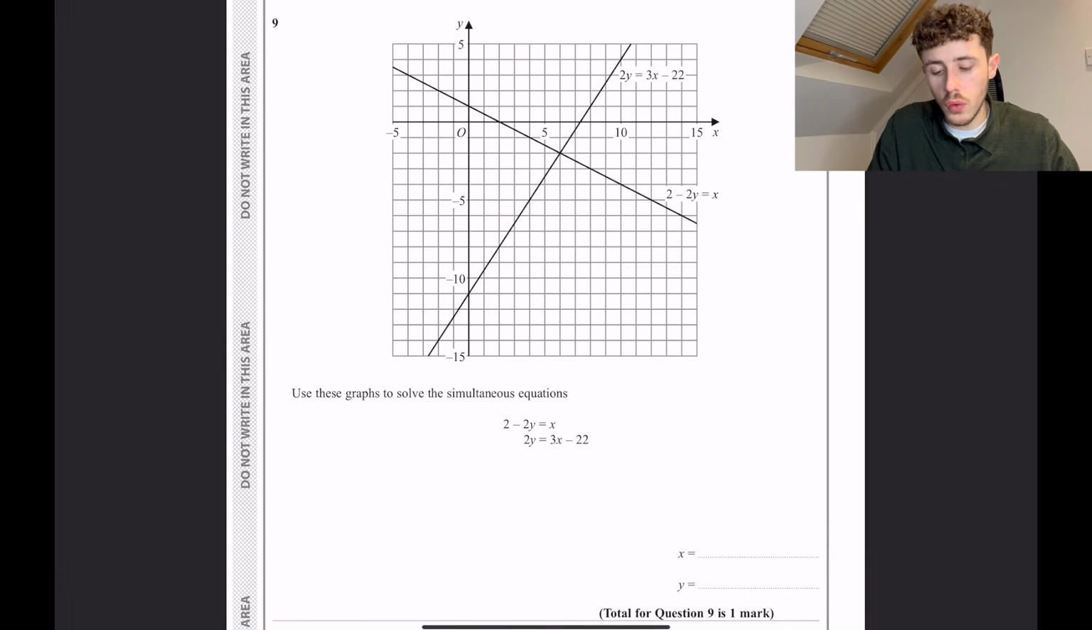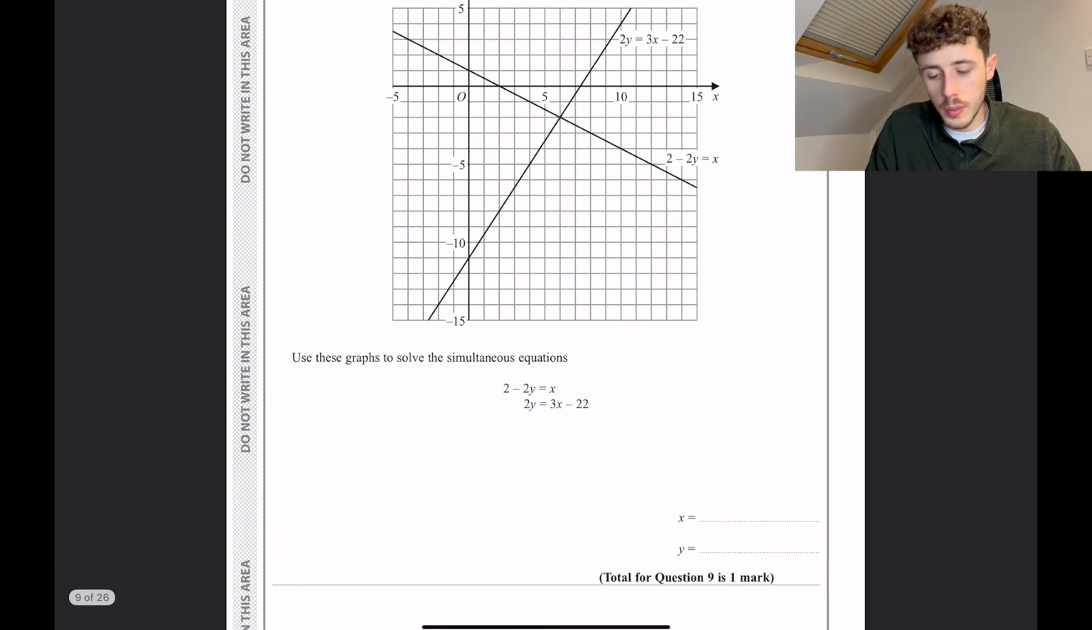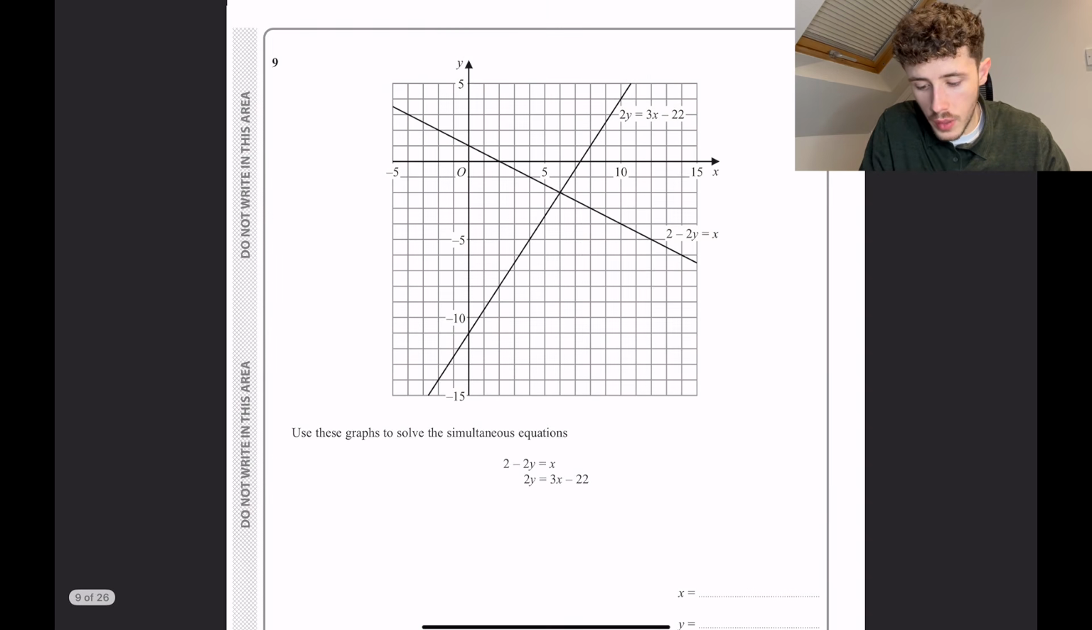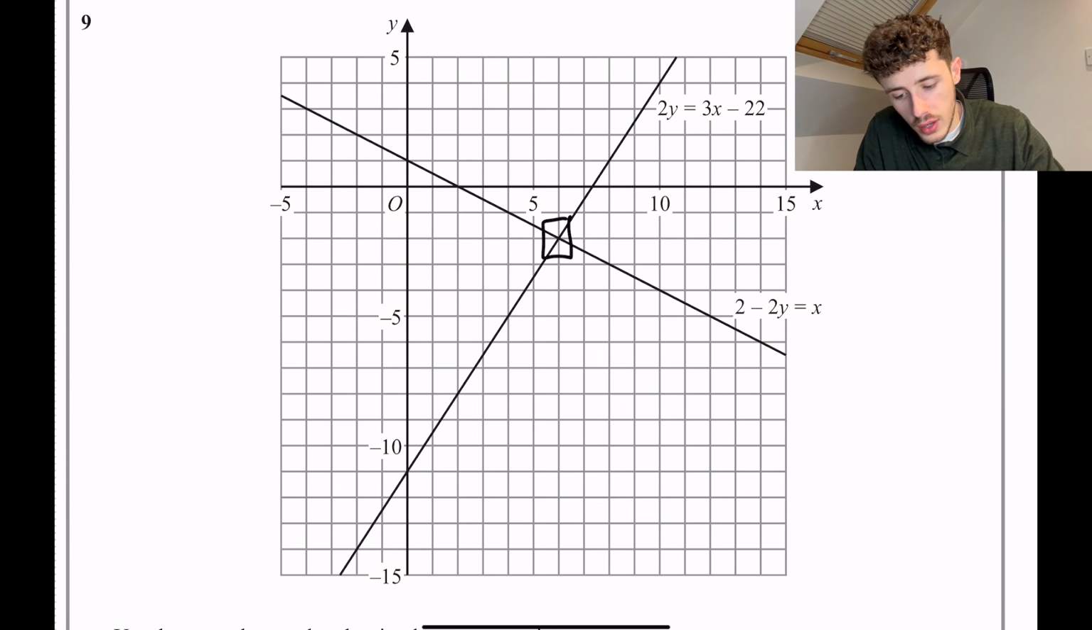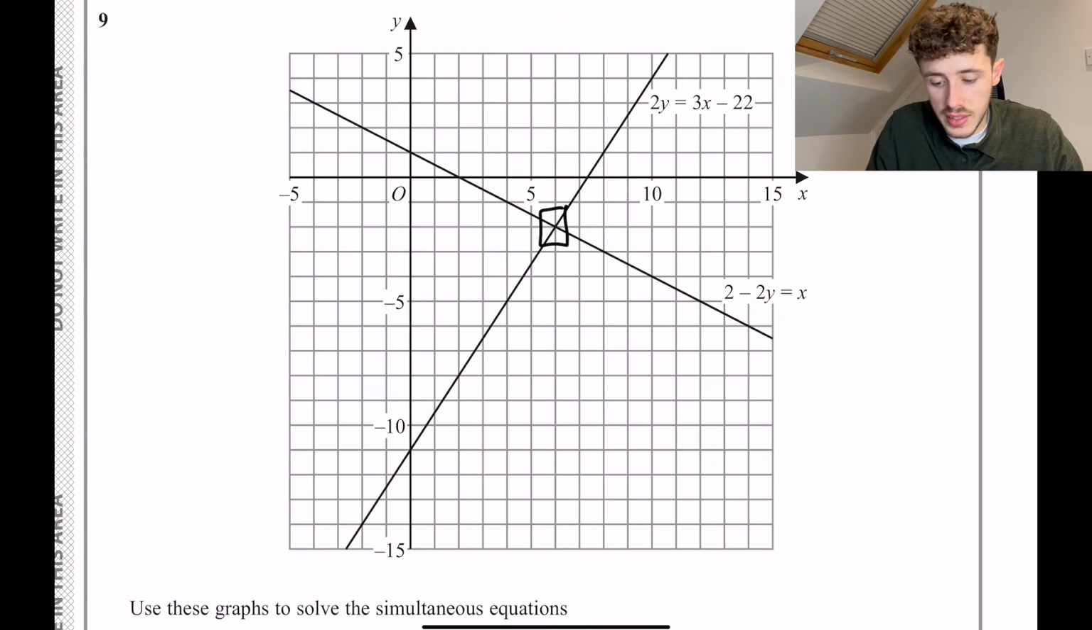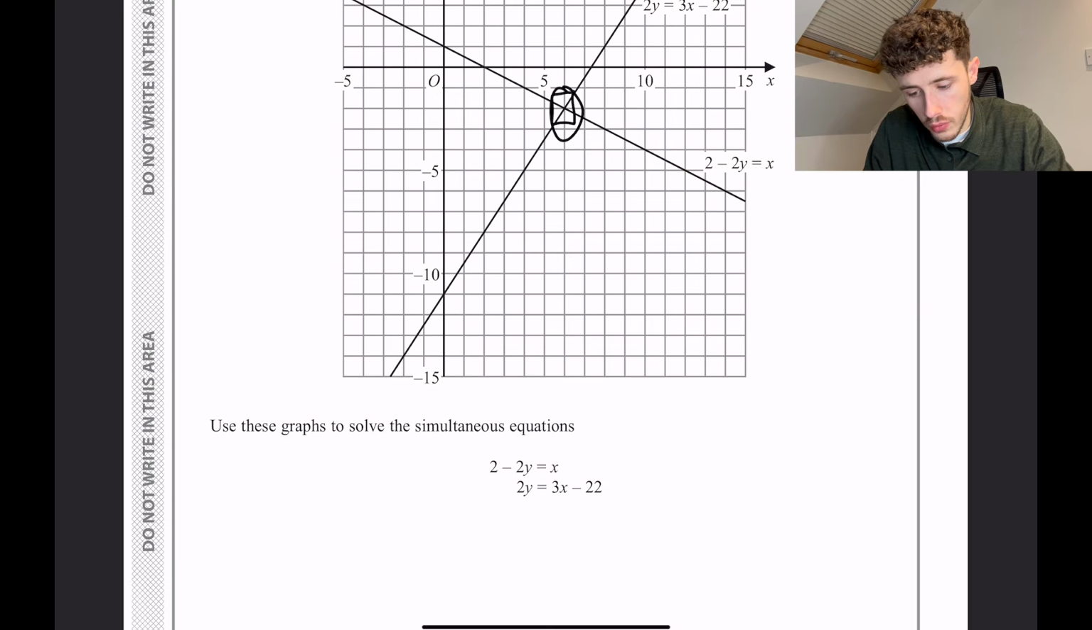Use these graphs to solve the simultaneous equation. Simultaneous equation, typically difficult topic. It's only 1 mark, so they're not going to require you to do anything difficult. All you have to do is look at the graph and see where they cross each other, and that is at 6, minus 2, this point right there.